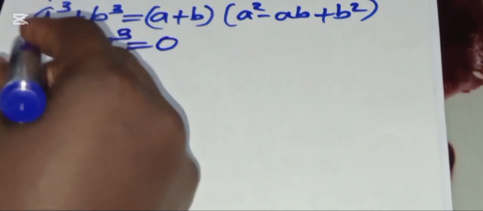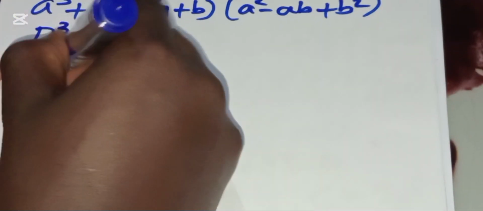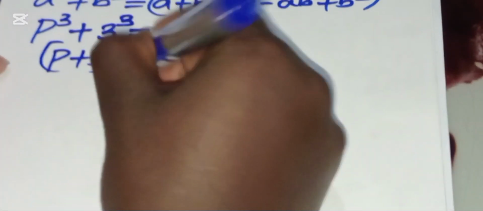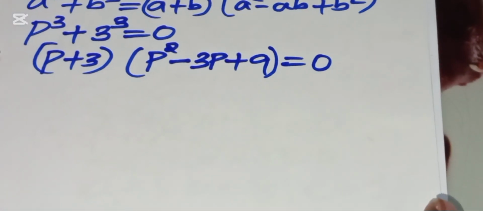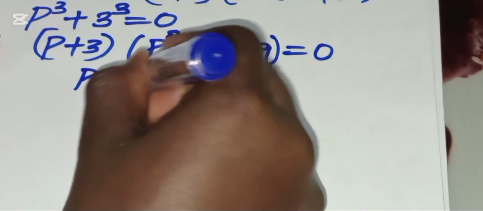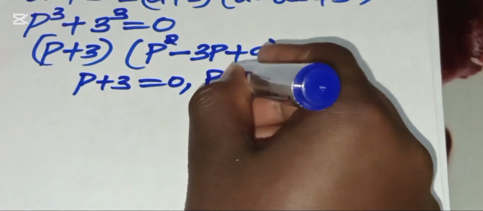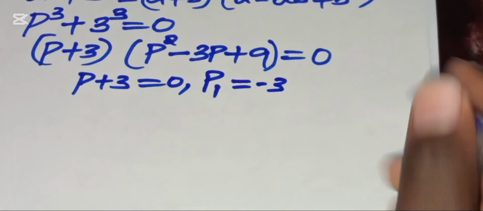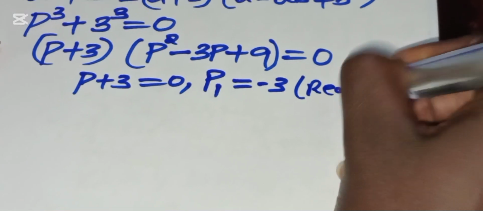So from what we have here, we find that this is p plus 3, p squared subtract 3p plus 3 squared, which is 9, and this is equal to 0. So the first thing here, p plus 3 is equal to 0, and that means that p1 is equal to negative 3. That is the first value, and this is a real root.